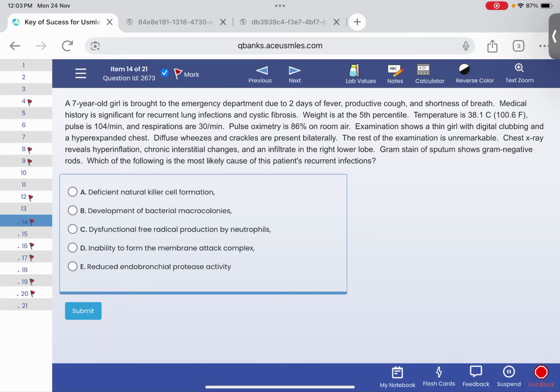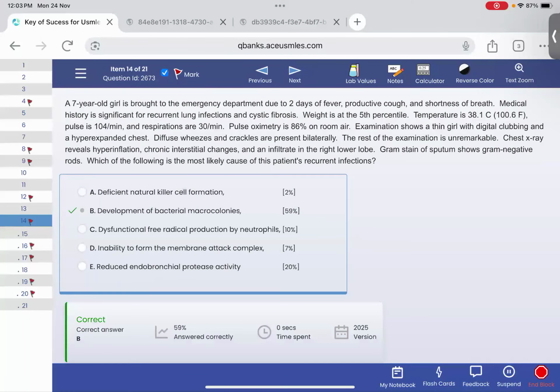I told you, once they establish in the respiratory tract, they actually produce this alginate containing biofilm, and then they convert into these bacterial macrocolonies. All right, next question.